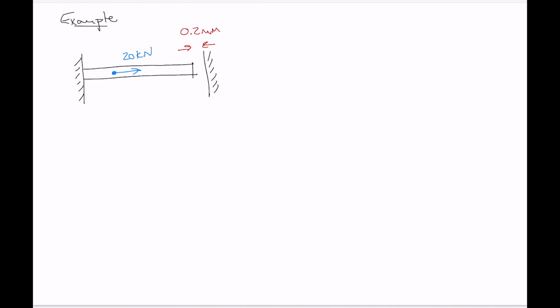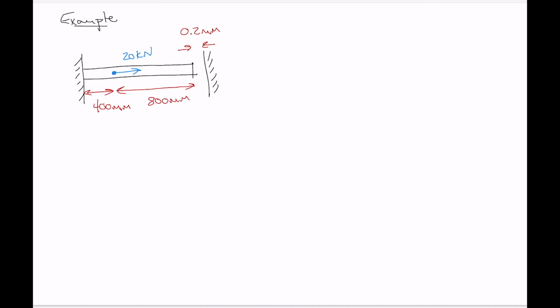The distance from the wall to that load is going to be 400 millimeters, and the distance from that point to the end is going to be 800 millimeters. There we go.